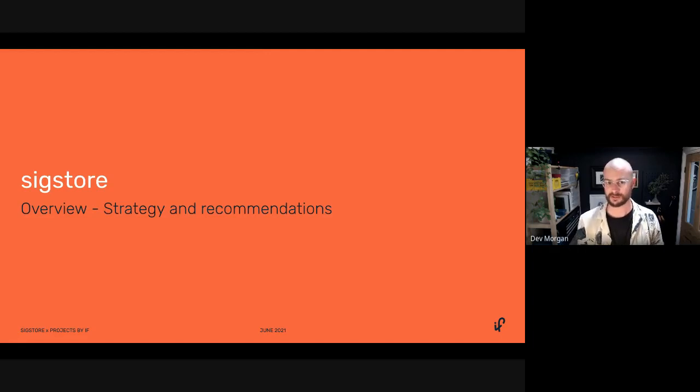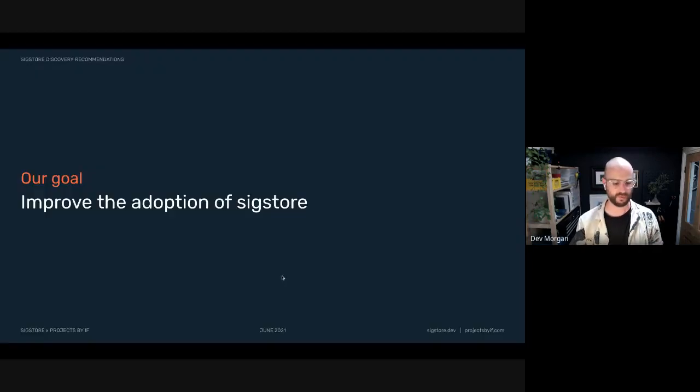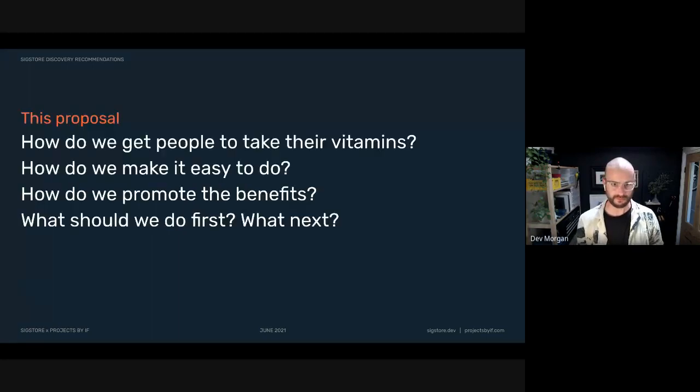If any of it sounds out of context, it's probably because the full document takes you through the picture. So the goal of the 4 weeks was to look at ways to improve the adoption of Sigstore. What we've tried to do in this document, which summarizes everything, is answer a few questions. Thank you, Luke, for this first question. We sort of basically stole that off you. How do we get people to take their vitamins, right?